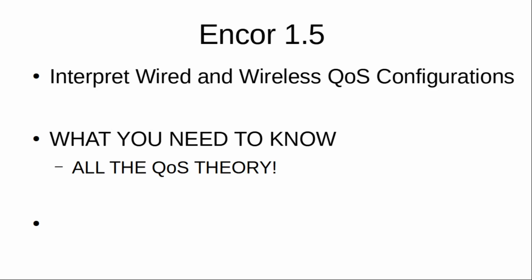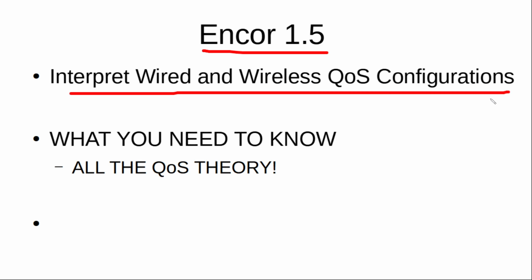Okay, let's continue with our Encor topics. In this case, we're going to talk about the Encor 1.5 chapter, which is Interpret Wired and Wireless Quality of Service Configuration. In order to understand the information in this chapter, we will need to know the quality of service theory that is included in a different chapter in the Encor syllabus.